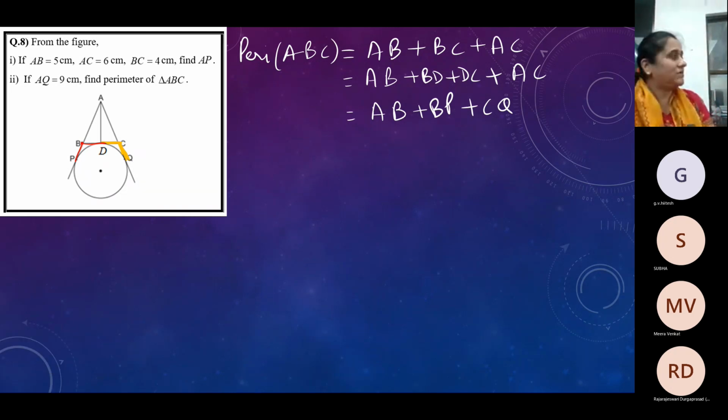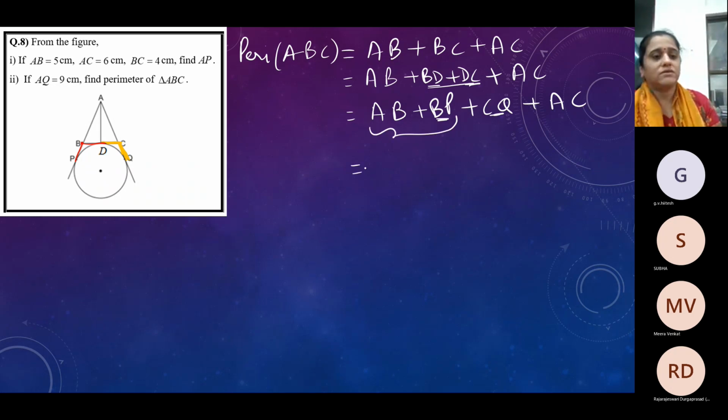Okay, so tangents from the same external point of the circle are equal. So we write AB as it is and AC as it is. We first write BC as BD plus DC, and then we write BD as BP and DC as CQ. Tangents from the same external point of the circle are equal. Now, what is AB plus BP? AP. What is CQ plus AC? AQ.